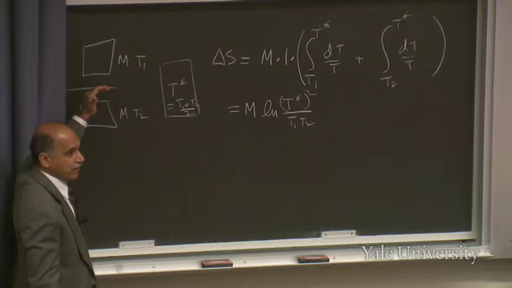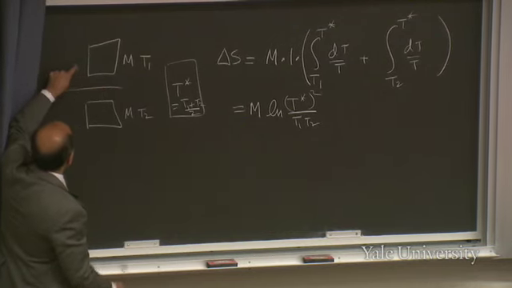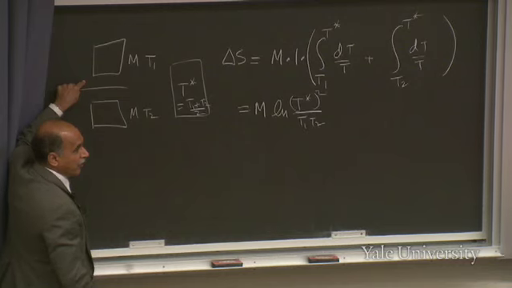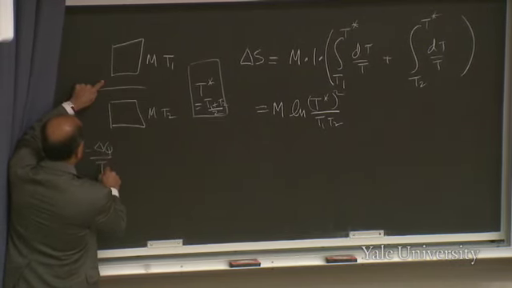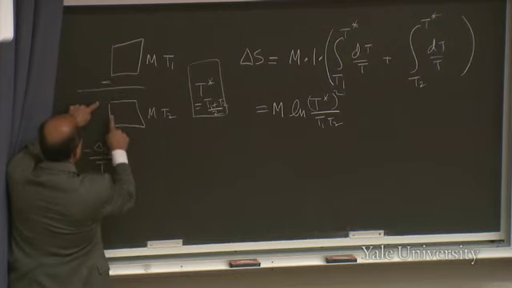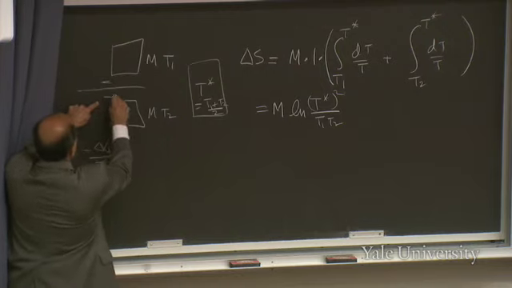So let me explain why. Imagine cooling this down a little bit by taking some heat, delta Q, out of this one. That's happening at some temperature here. This one is gaining some delta Q, but at a lower temperature.